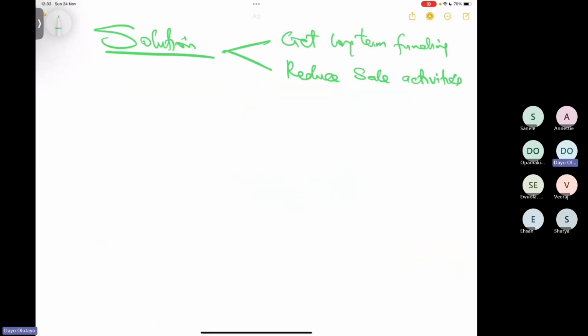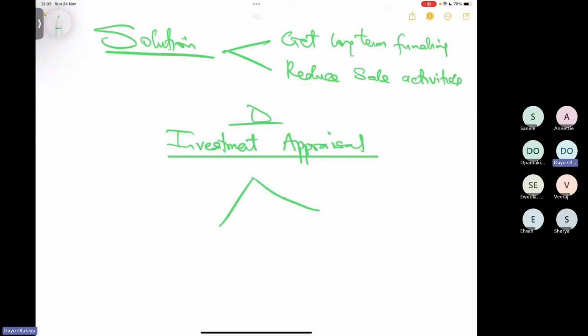If I go to D, which is on investment appraisal, any questions so far? Okay, seems you're good. So for investment appraisal, why do you need to do investment appraisal? It's just for us to be able to choose investment that is good for the company. And how do we know the investment that is good for the company? We need to use methods. And the method of appraising is in two types. There's a discounting cash flow approach, and there's non-discounting approach.